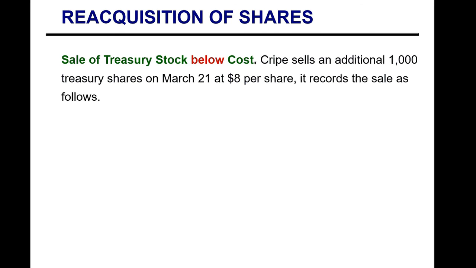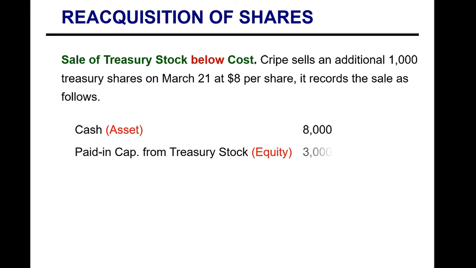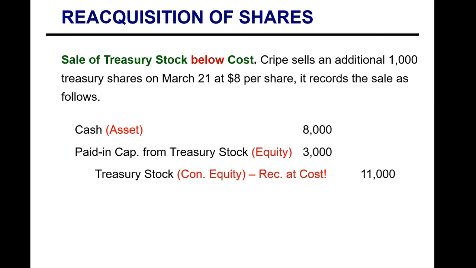Okay? What happens if we sell it below cost? We sell it below cost, now we have an issue. We record the sale, we only got $8,000 in cash, but this paid-in capital from treasury stock is going to be a debit balance, not a credit balance. And that pulls us up to $11,000. So we still record the treasury stock at the cost, okay? The difference, or the plug, is simply this $3,000. But where does it go? Well, in this case, it goes on the debit side. In the other case, it went on the credit side.